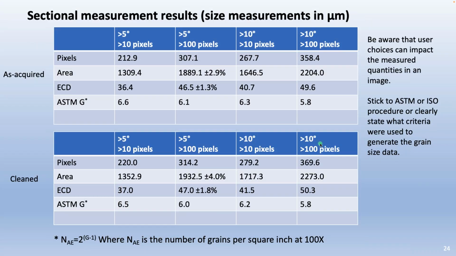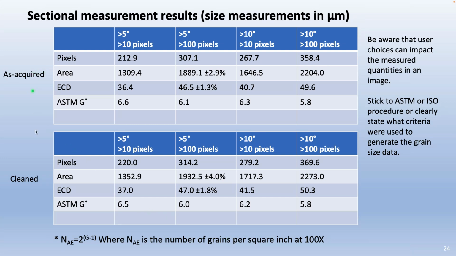So just to give you an idea of what happens, if we look at as acquired data, these are the different parameters we use for the grain boundaries and the number of pixels on grain. We can see, for example, that our equivalent circle diameter varies from 36.4 all the way up to almost 50, depending on what conditions we pick. Our ASTM-G grain size, and note that ASTM-G is where this equation down here, where N sub AE is the number of grains per square inch at 100x. It's an old measurement taken from optical microscopy.